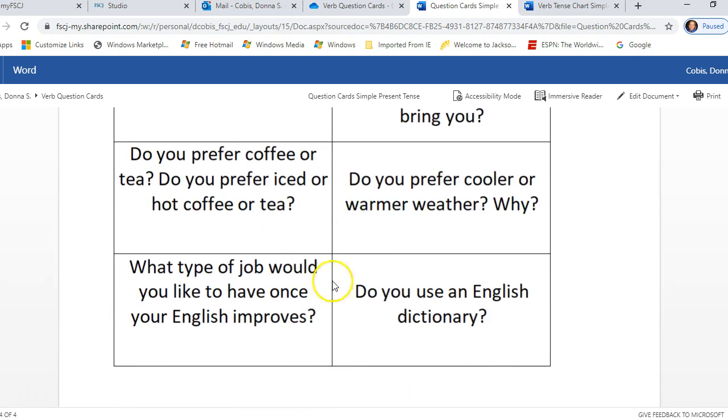And what type of job would you like to have once your English improves? For instance, many of you worked in your native country in some way, so perhaps you would like to work in that type of field again here in America, or perhaps you would like a new job once your English improves. And my favorite question, do you use an English dictionary? I hope the answer is yes.